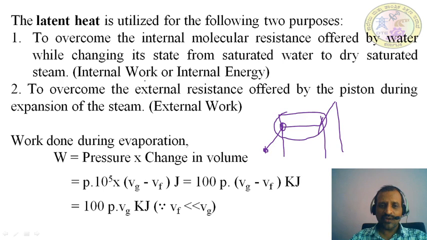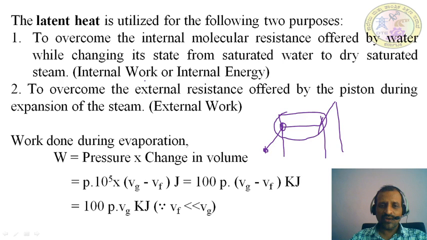The second purpose is to overcome the external resistance offered by the piston during expansion of the steam. Initially, the heat supplied to the water is absorbed by the water molecules, which gain energy. That energy is stored in the steam, called internal energy. In the piston cylinder arrangement, you have placed some weight on top of the piston. Why? To maintain the pressure constant. The weight you put on the piston is considered the external resistance. That is the force you are putting on the piston.